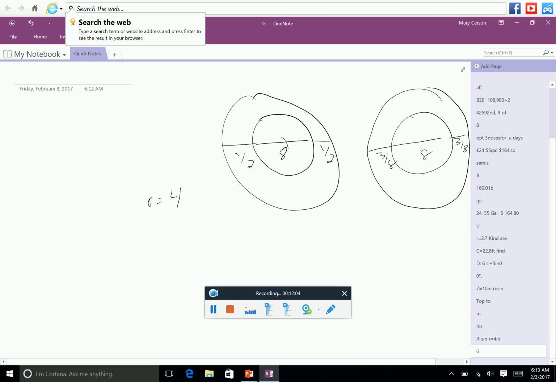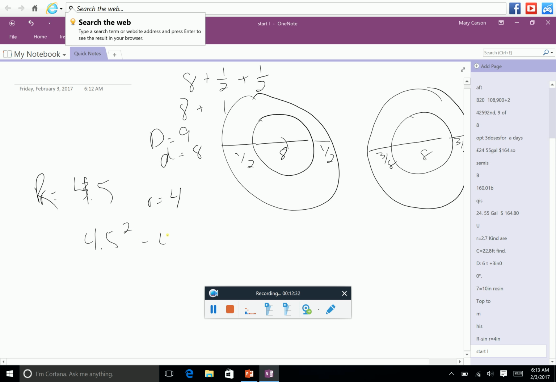And then think about the entire diameter. We need to know the length. So it's 8 plus 1/2 plus 1/2. Well, half plus half is 1, right? So 8 plus 1 is 9. So your big diameter is 9 and your little diameter was 8, right? So 1/2 of 9 is 4.5. All right, so that would be the first one. So you would do 4.5 squared minus 4 squared times pi.